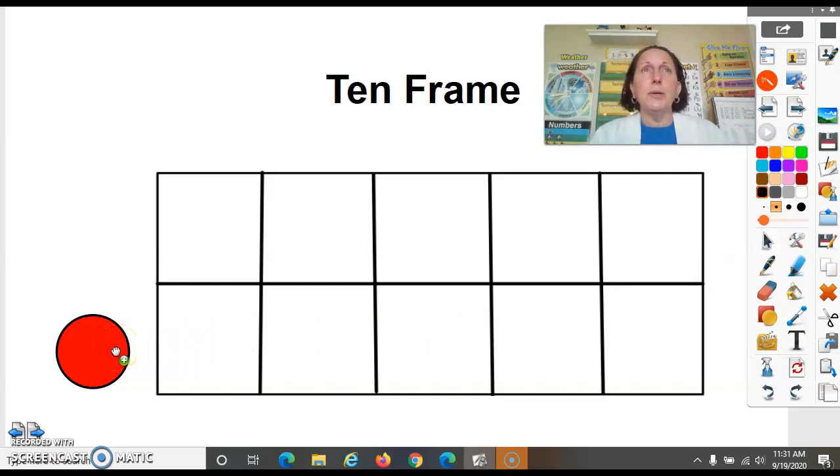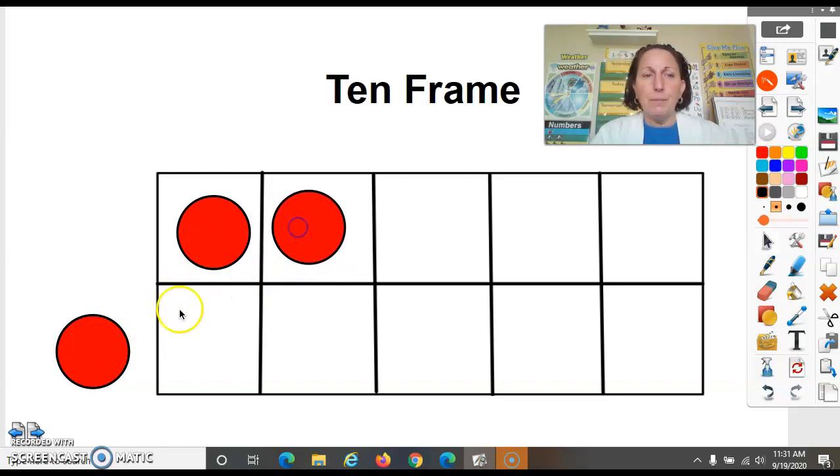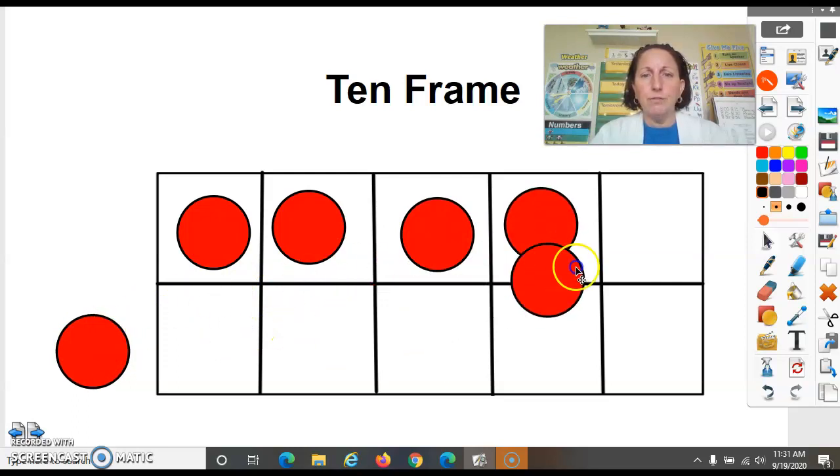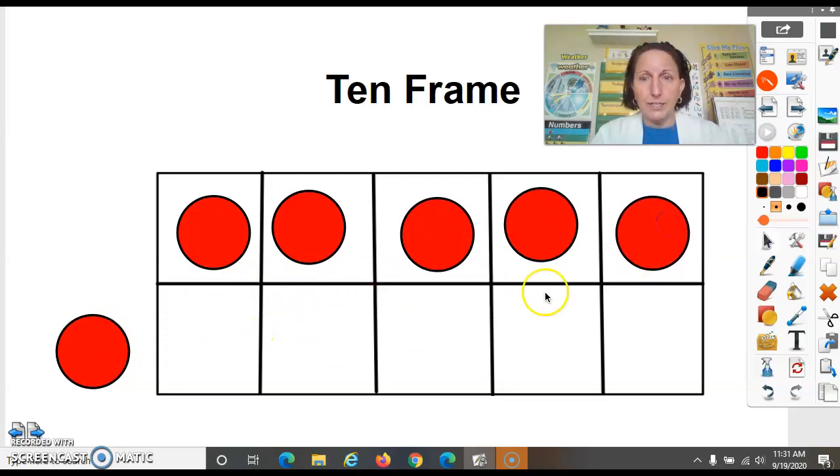Now, when I say show me number 5, do you have to count or do you already know that 5 will fit on the top row? Remember, we always fill up the top row first to complete our 10 frame. So we're going to show 5 to complete our 10 frame. Awesome. Now what I want you to do today is just practice using your 10 frame and creating some of these numbers.